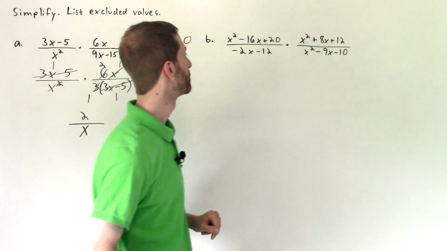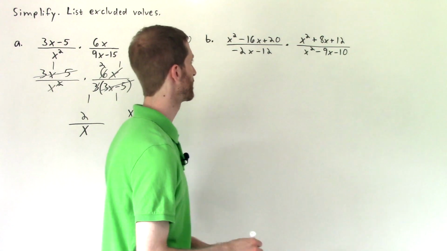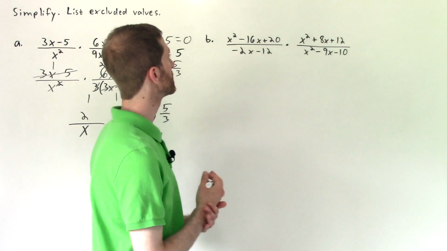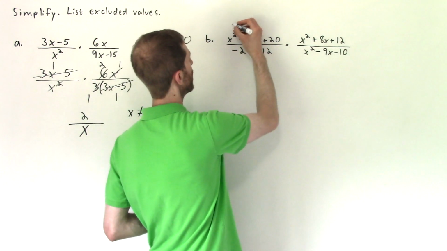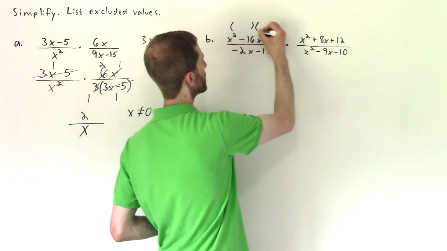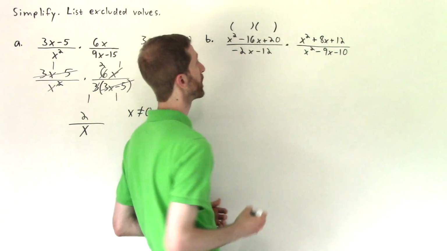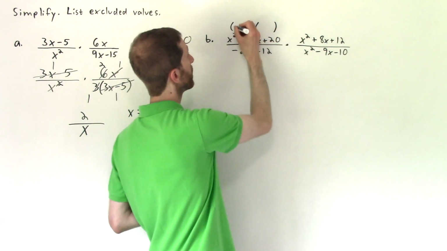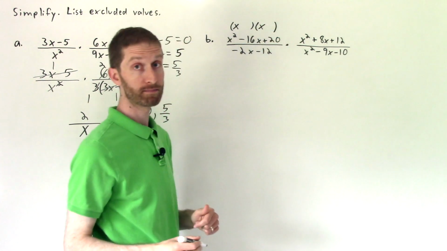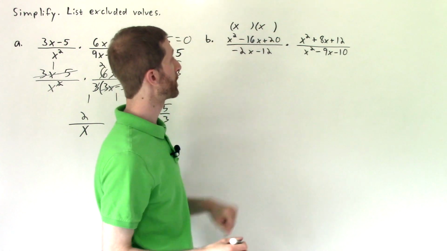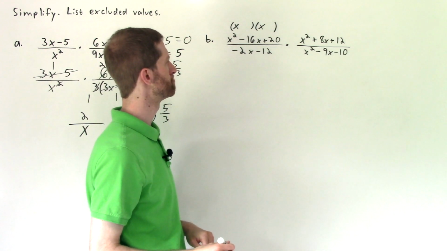Let's do one more. So this one's screaming to factor the heck out of it. What I'm going to show you is a technique that I like to do so I don't have to copy everything over again. I'm going to factor right over it. So I'm going to put what x squared minus 16x plus 20 is equal to right above it. So I know I'd have x and x. The factors of 20 that will combine to give me negative 16.